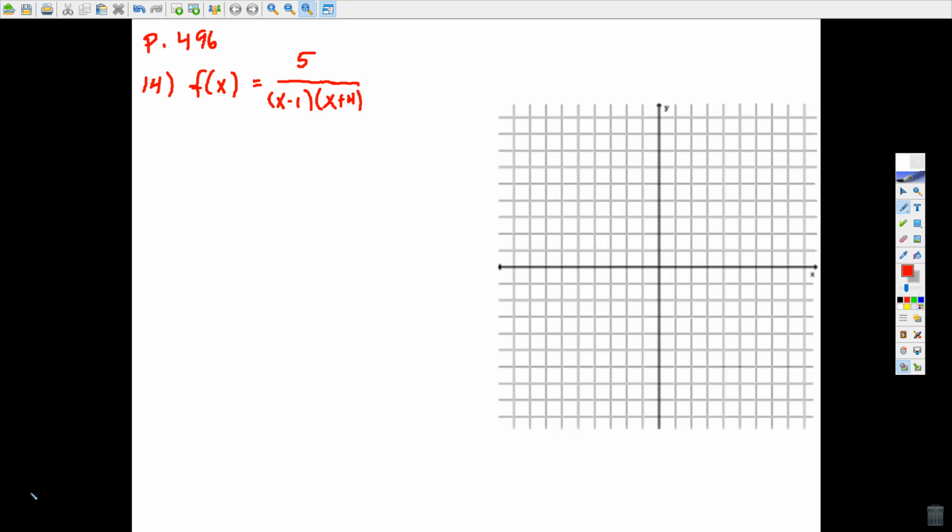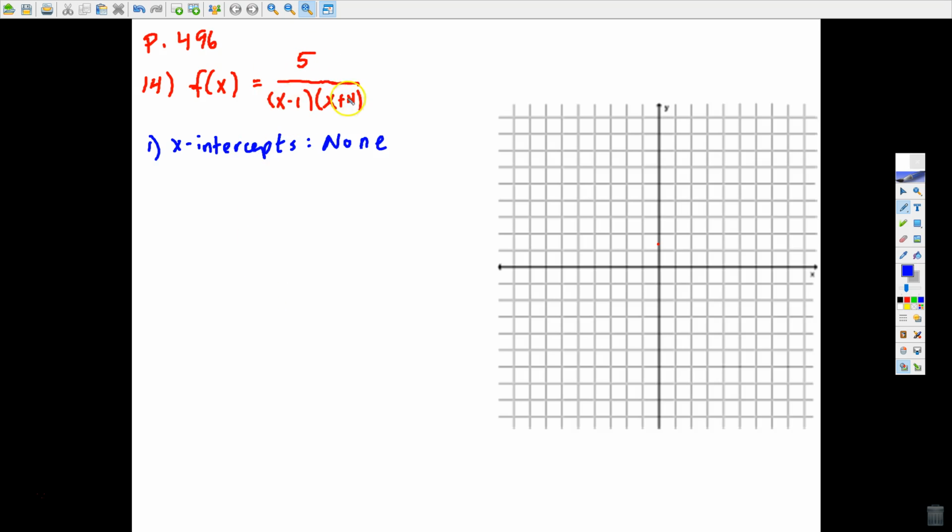Here's problem number 14 from your lesson 7.4 homework, and we're graphing this rational function, so let's get right into it. The first thing we'll do is look for x-intercepts, or real zeros, and that is when we let the numerator equal 0 and solve. Well, there is no variable in the numerator, and obviously 5 will never become 0, so we do not have any x-intercepts. This graph is not going to cross the x-axis at all.